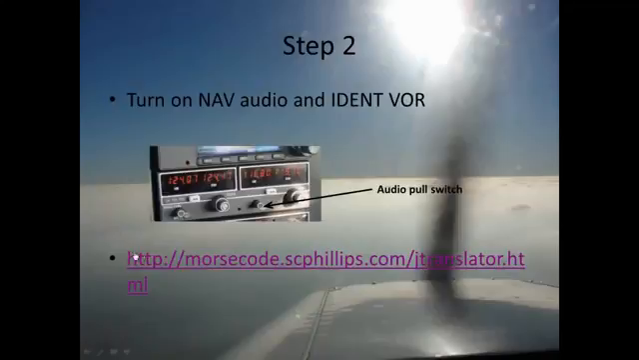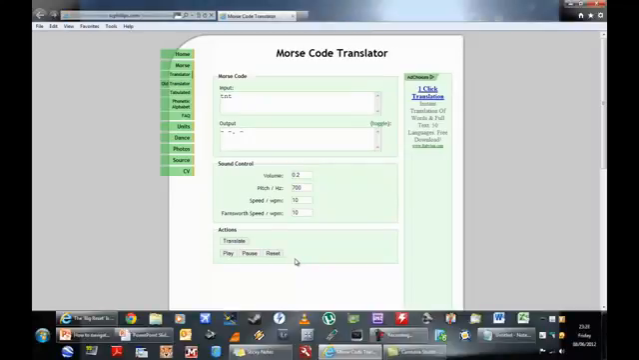This is a link to a Morse code translator on the internet. I've already got the page open somewhere. Here we go. It's called Morse code translator. You can just Google it. Let's put in HON. So that's the Honley VOR. Okay. What we're going to do is press play, and you are going to hear exactly what you would hear in the aircraft.